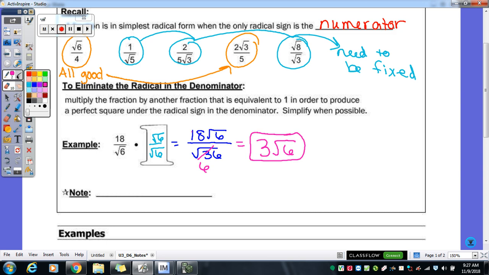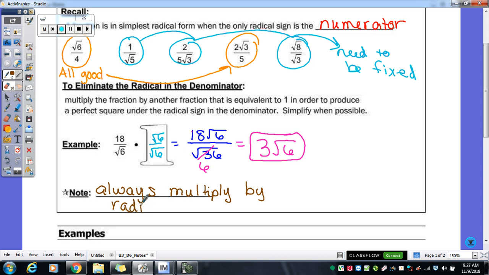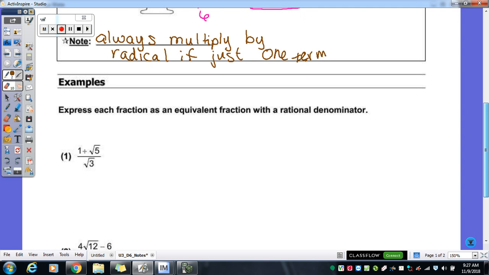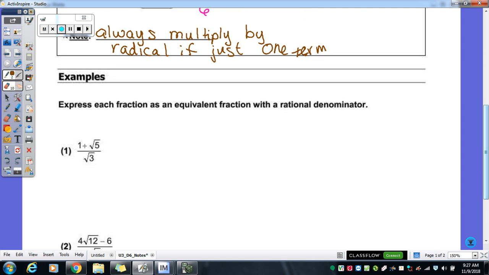So note, always multiply by the radical if just one term. So if it's just one term, also known as our monomial, you just simply multiply by the radical. Even if there's another number there, it's just the radical that you're multiplying by. So let's try 2 more examples just to refresh our memory.